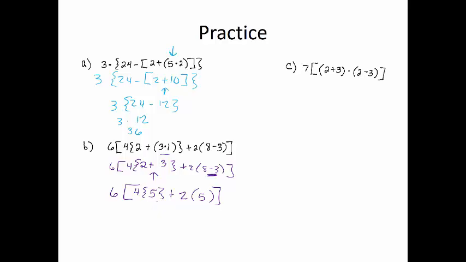Alright. Now in this enclosure, 4 times 5 is 20. 5 times 2 is 10. Okay, now 20 plus 10 is 30. And 6 times 30 is 180. Alright, last one over here. 2 plus 3 is 5. And 2 take away 3. We have more negatives. How many more negatives? We have 1 more negative.